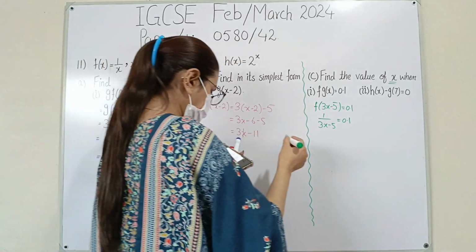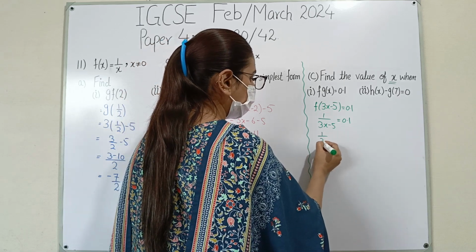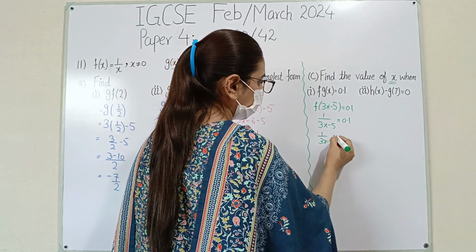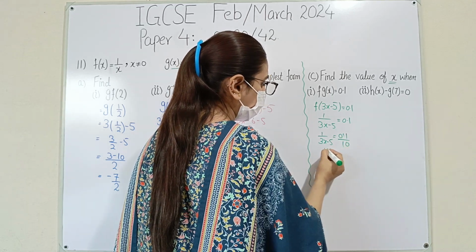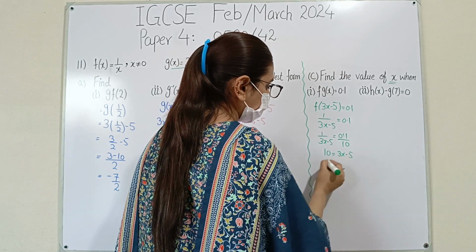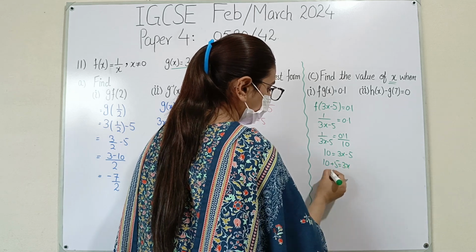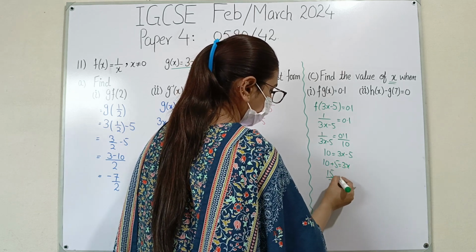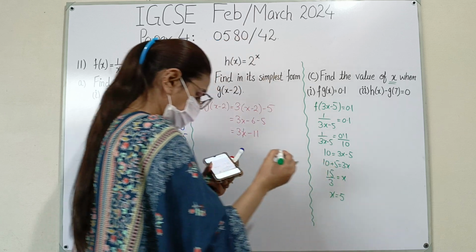Now simply multiply them. You will get 1 by 3x minus 5 equals 0.1, which is 1 by 10. Cross multiply them. 10 plus 5 is equal to 3x, so 15 by 3. So the value of x for this part will be 5.